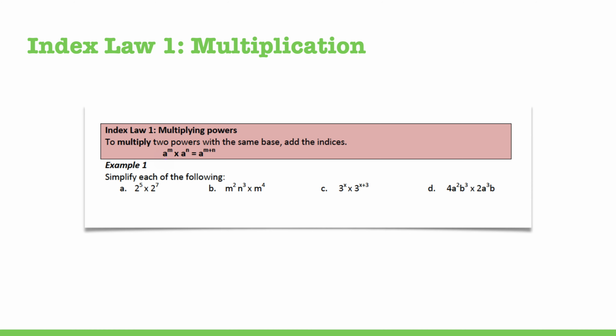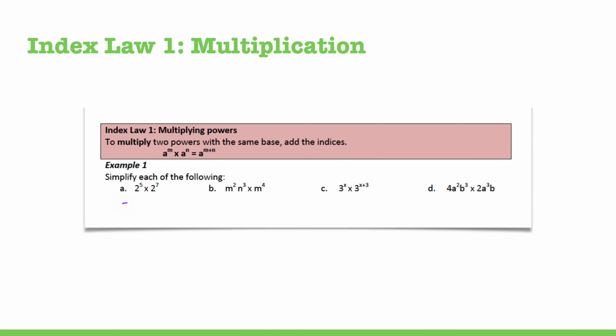Our first index law is that when you multiply two indices of the same base, all you need to do is add the powers. For example, if I have 2 to the power of 2 times 2 to the power of 3, that means I have 2 times 2, and then I multiply 3 lots of that. So in total, you can see that I've got 5 lots of 2, which is why it is 2 to the power of 5. So that's the understanding behind this law.